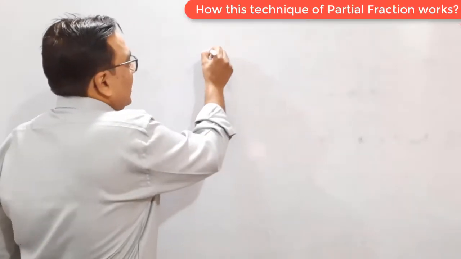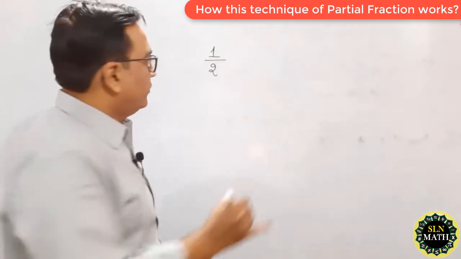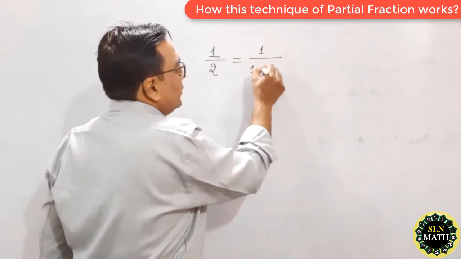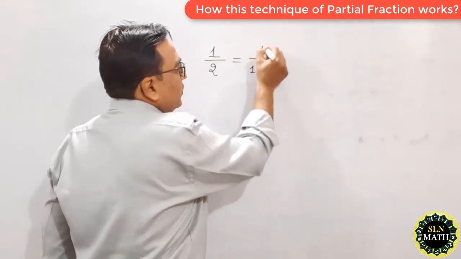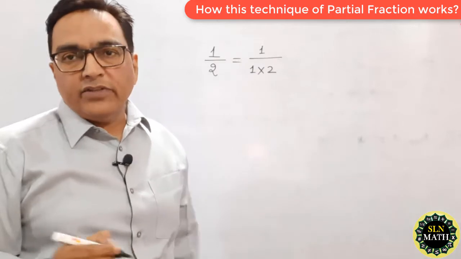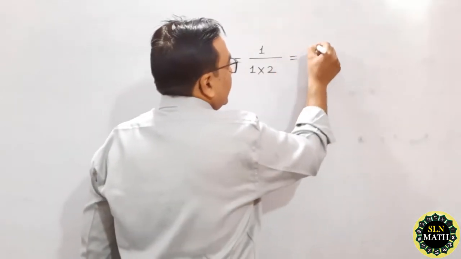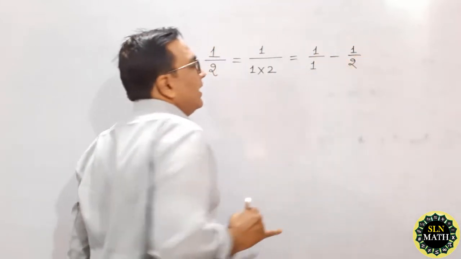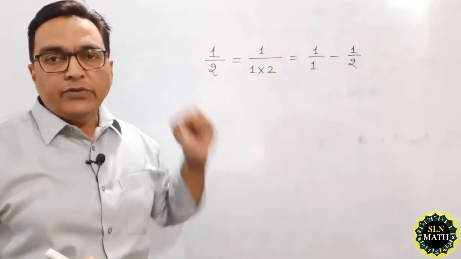I am starting with a very simple fraction here. I am taking 1 by 2. So this denominator part I can write as 1 into 2, and now here you see these two numbers, 1 and 2, the numerator is the difference of the denominator's two factors. So you can easily split this as 1 upon 1 minus 1 by 2. You can verify also by taking the LCM, this is equal to 1 by 2.